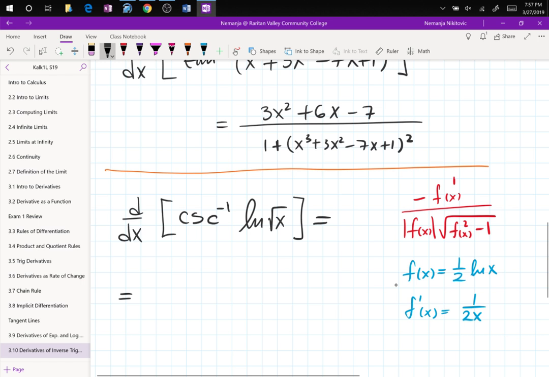So instead of f prime, I have negative 1/2x. In denominator, I have the absolute value of 1/2 ln x. And then I have the square root of this squared, which is going to be ln squared x over 4, minus 1.